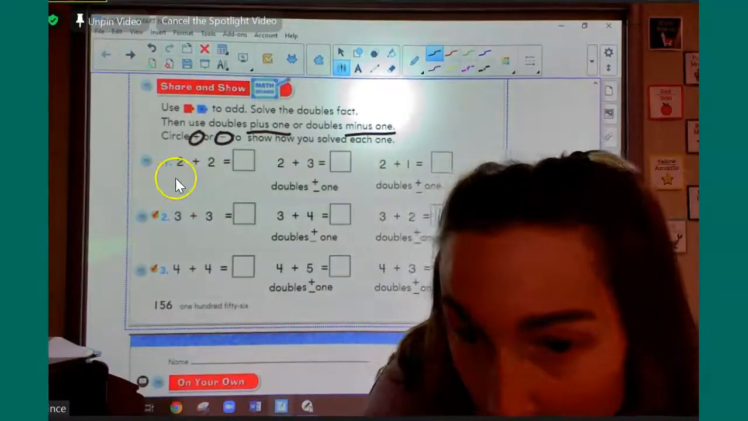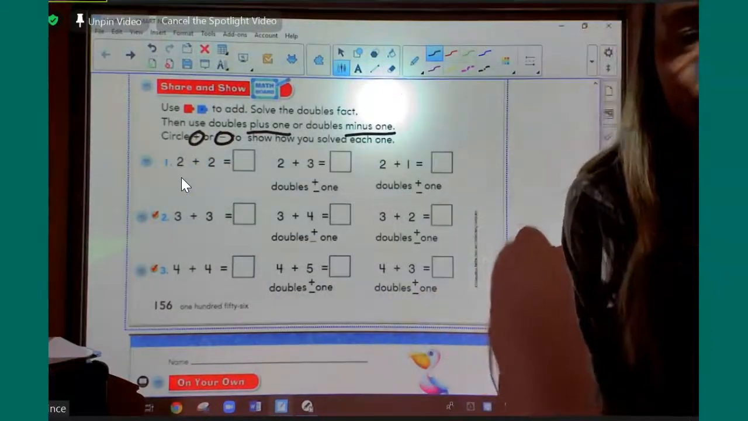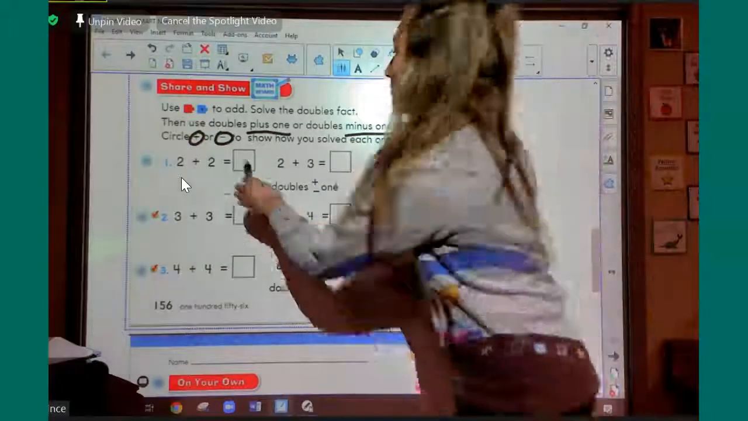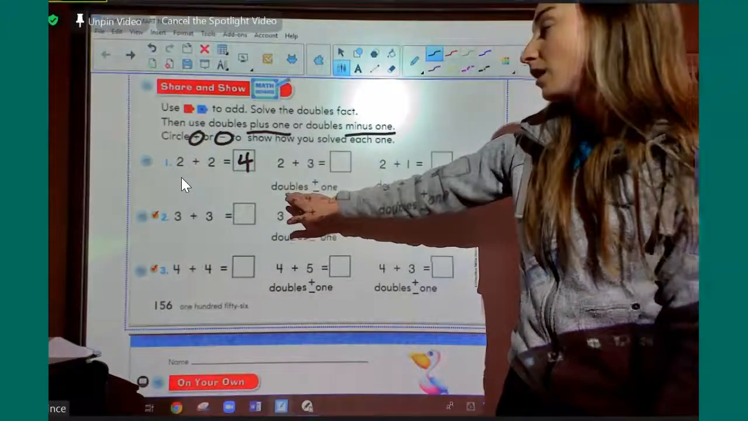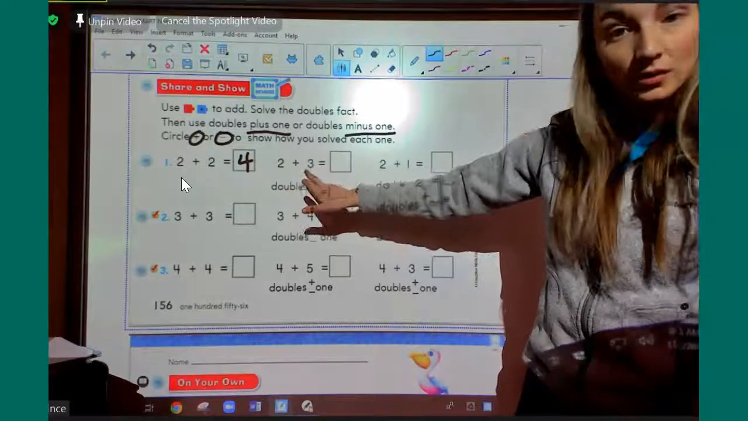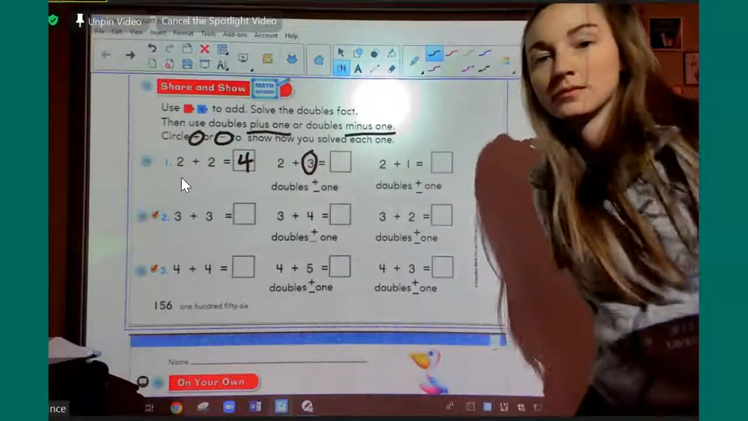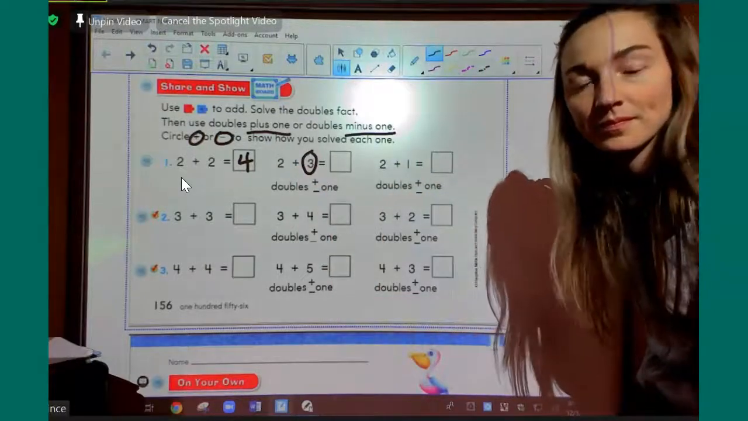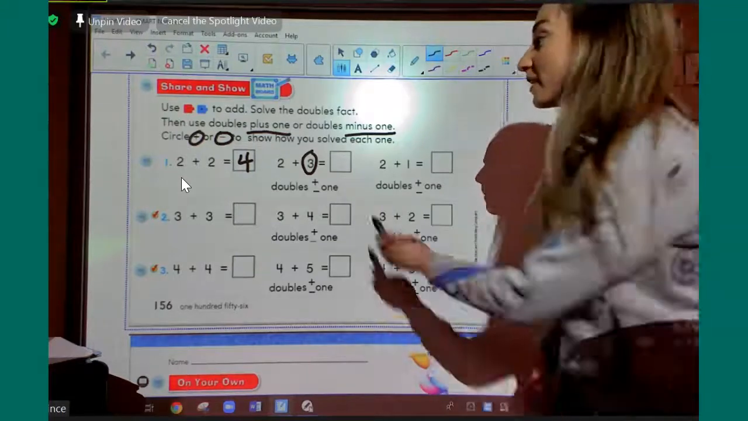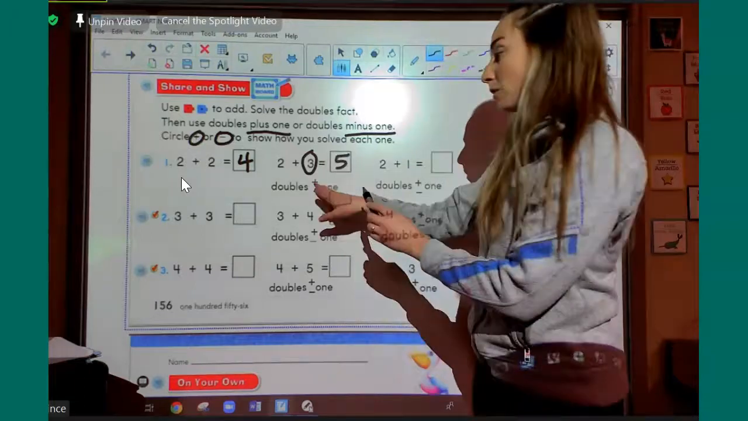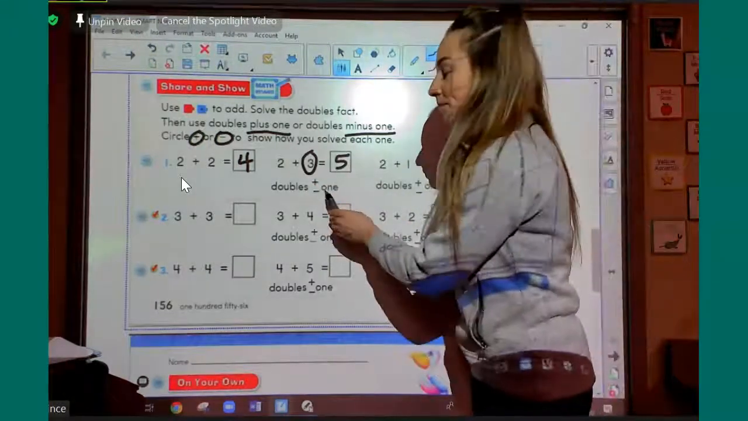Kaya, can you tell me 2 plus 2? 2 plus 2 is 4. Good job. So now we have 2 plus 3. Are they doing doubles plus 1 or doubles minus 1? And this, we look at this number to tell us. 5. We do get 5, you're right. So did we add 1 or take away 1? Adding. Good job, Kaya.